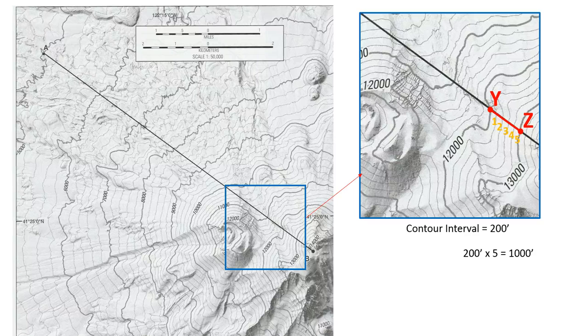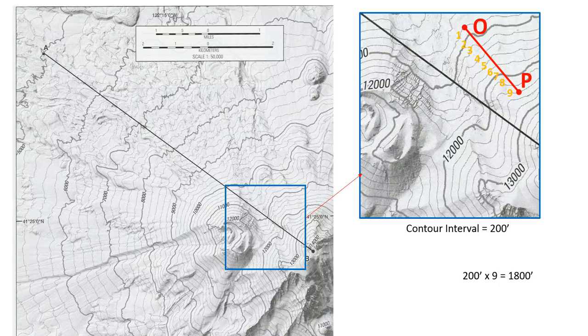Let's do another example. What would be the vertical displacement from point O to point P? We do not need to determine the contour interval again since we have already calculated it. So what we need to do is determine the number of contour lines between the 2 points. There are a total of 9 contour lines between the 2 points. And by multiplying this by the contour interval, we find the vertical displacement from point O to point P to be 1,800 feet.